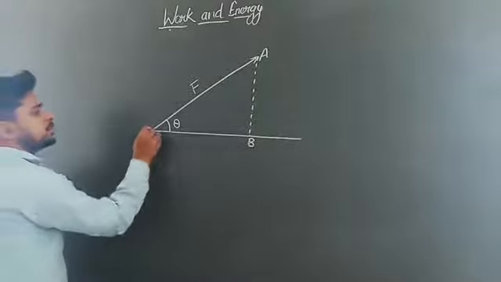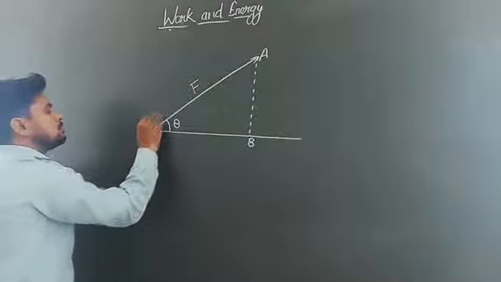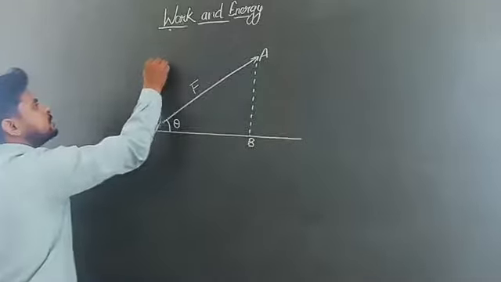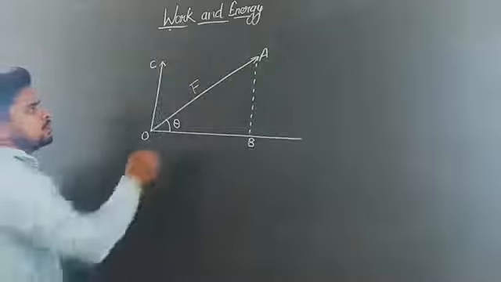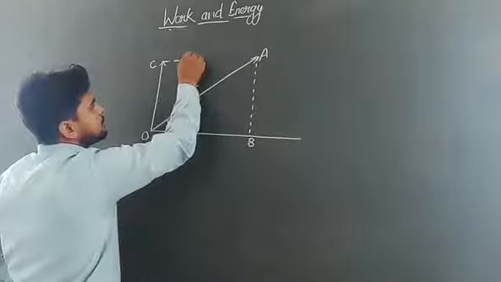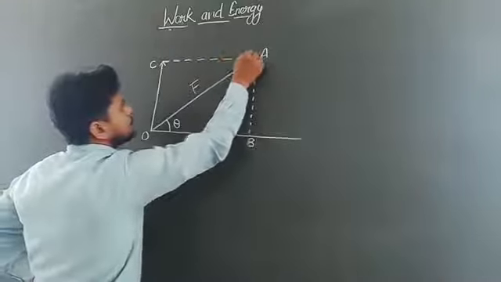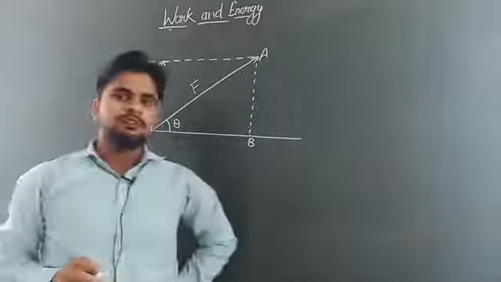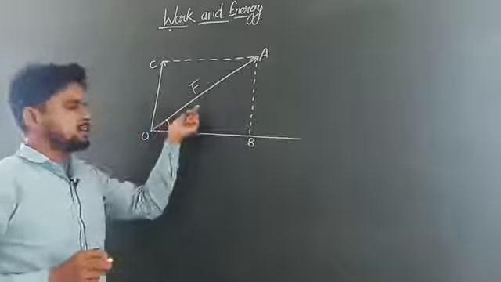Again we draw a perpendicular from the point O like this. Let us say this is the point C. Now we join C to A. Okay. So here you can see that we have formed a rectangle with the force vector OA.